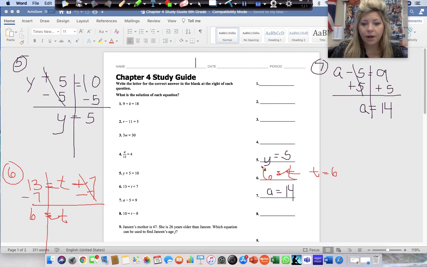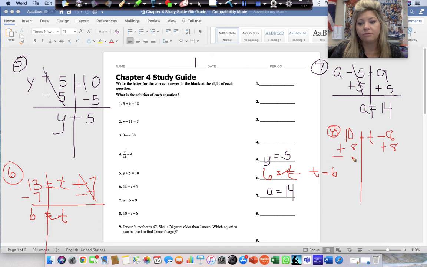Okay, and number 8. It says 10 equals t minus 8. Draw the line down from your equal sign. Our variable is t. Right now t is being subtracted by 8. The opposite of subtracting 8 is adding 8. So we want to add 8 to both sides. Again, whatever you do to one side, you have to do the other.